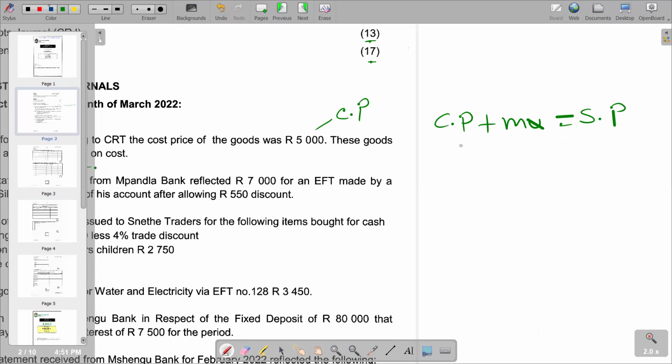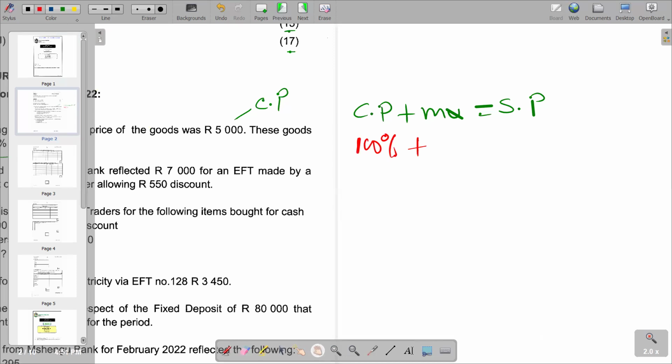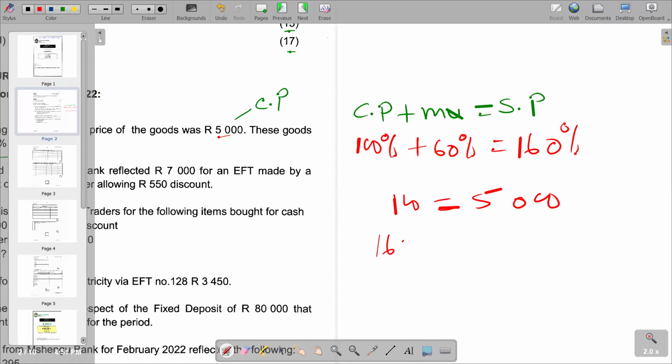We know that our cost price is always 100%, and then our markup percentage was 60%. So here we say 100 plus 60, and we get 160%. This is the representation that we have. The value that you want to find is the value for 160%. The 5,000 that we are given is the cost, which is 100%. So we are saying 100 is equal to 5,000, and the figure we are looking for is 160, which is now a question mark.